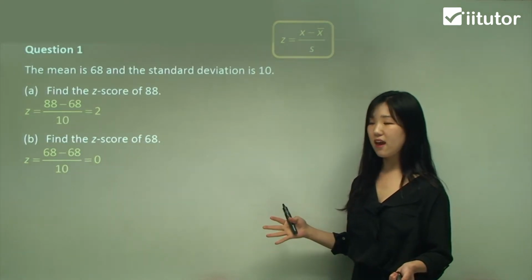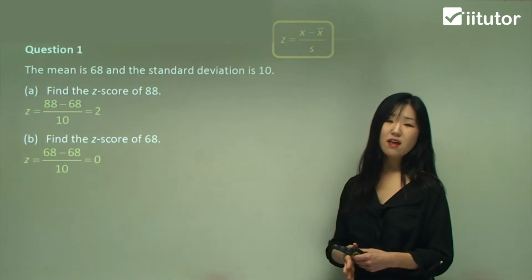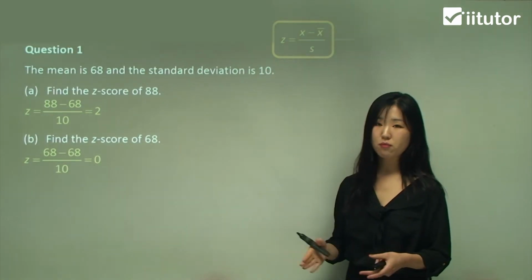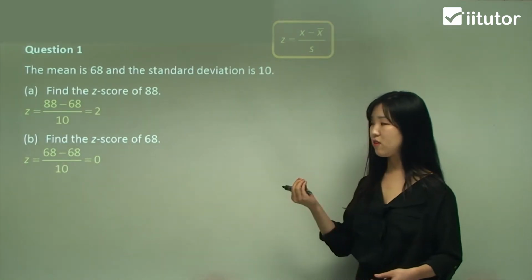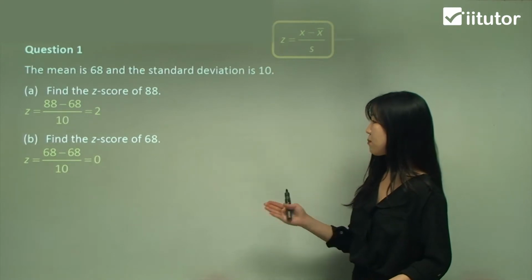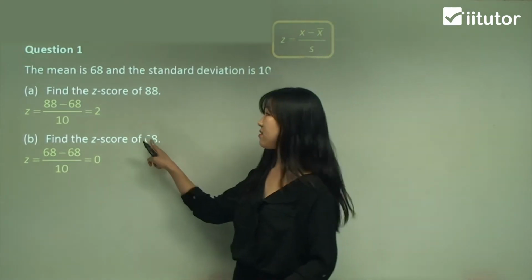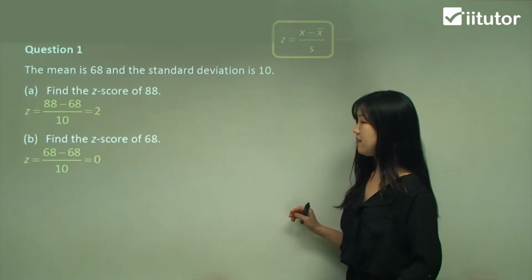Now can you guys indicate to me what the 0 means? The 0 means that there's no standard deviations above or below the mean. It's exactly on the mean. So we can say that a Z-score of 0 indicates it's exactly on the mean. And we know that because 68 is exactly the same as the mean. So somehow you can kind of relate that.